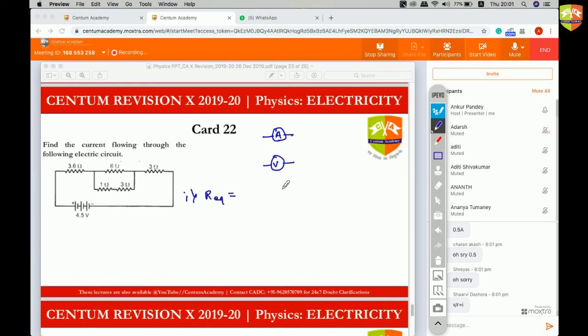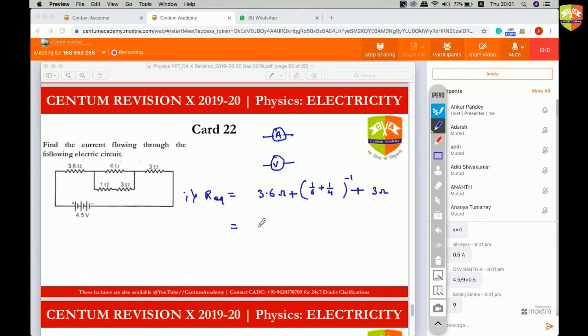Yes or no? So this is your total answer. Clear? Fast. What is this? 12 here. 2 plus 3, 5 to the power of minus 1 plus 3. 3.6 plus, what is this? 2.4 plus 3. So the answer is 9 ohm. Clear?